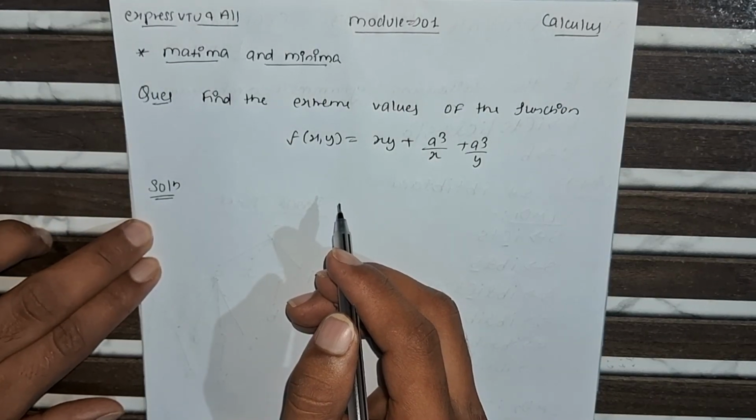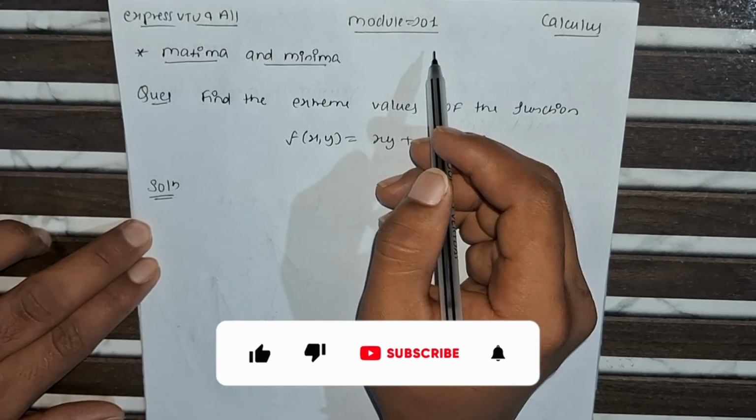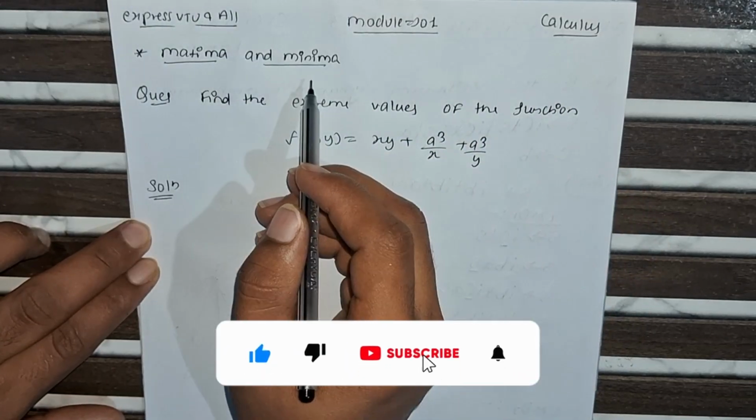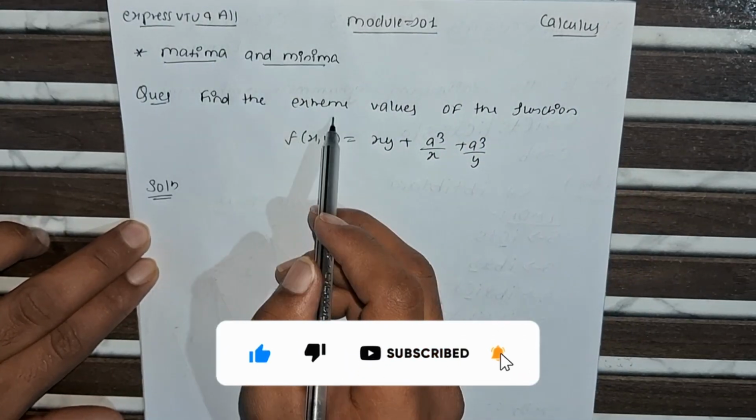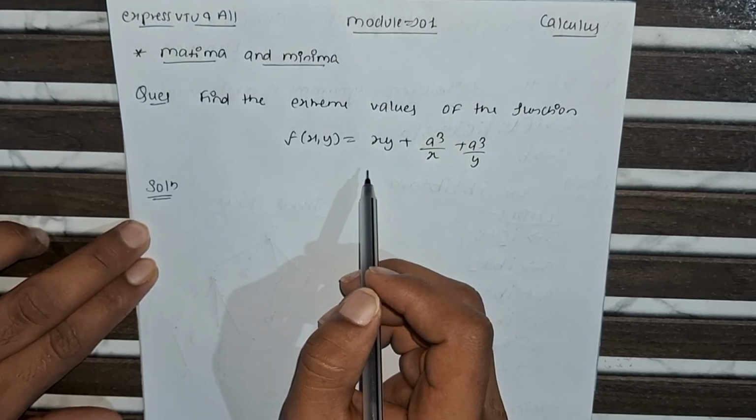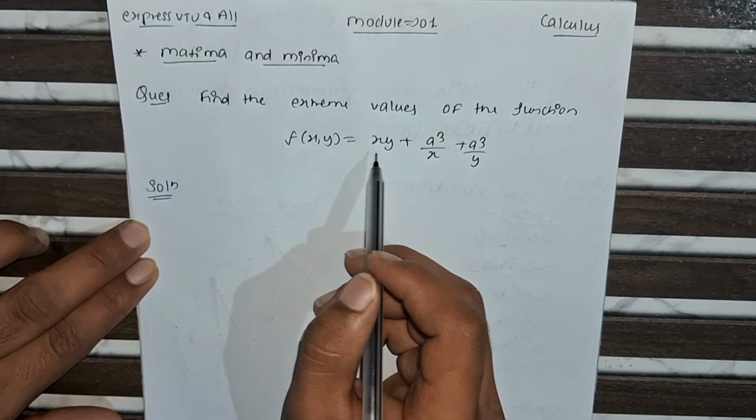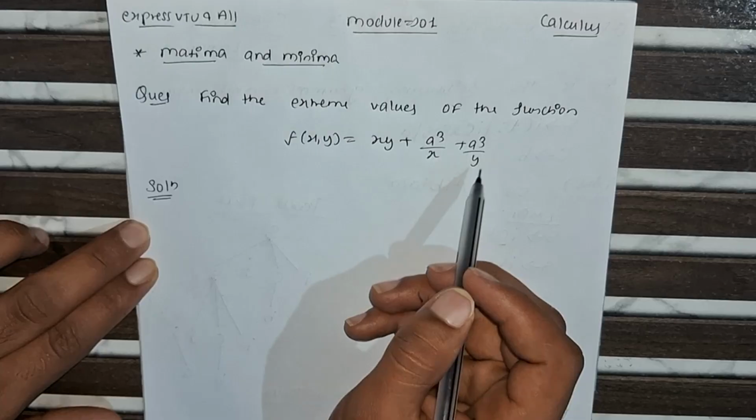In this video, we are covering a most important problem from Module 1 Calculus on the topic of Maxima and Minima. So the question is, find the extreme value of the function which is given here, f(x, y) = xy + a³/x + a³/y.